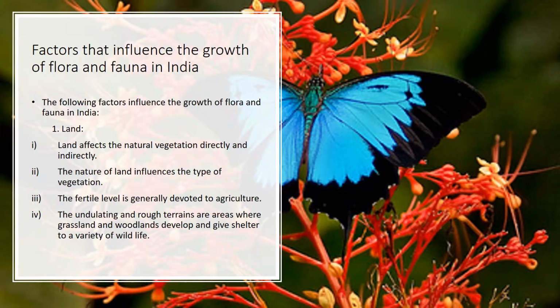Now let us learn about the factors that influence the growth of flora and fauna in India. The following factors influence the growth of flora and fauna in India. 1. Land. Land affects the natural vegetation directly and indirectly. The nature of land influences the type of vegetation. The fertile land is generally devoted to agriculture. The undulating and rough terrains are areas where grassland and woodlands develop and give shelter to a variety of wildlife.